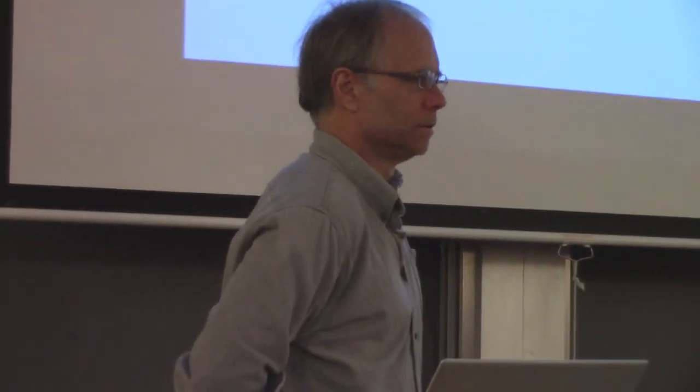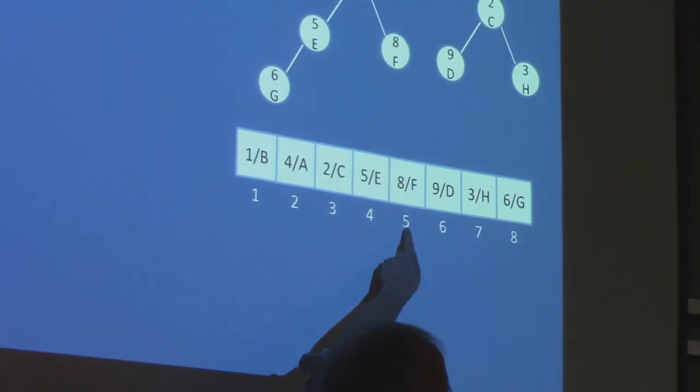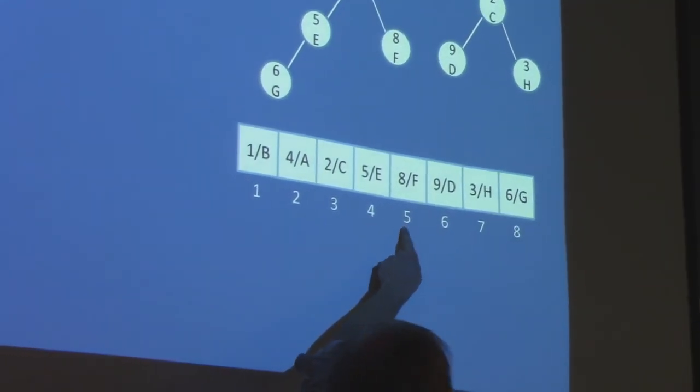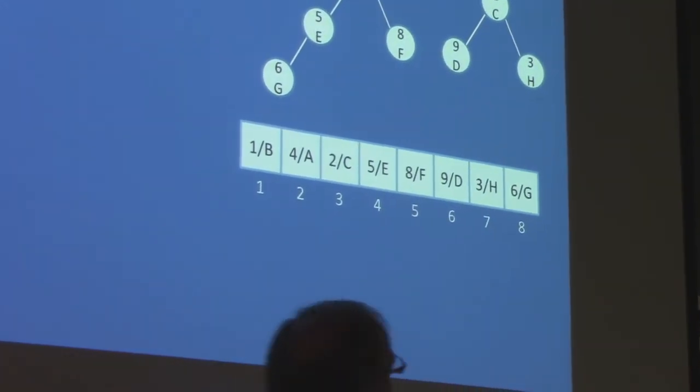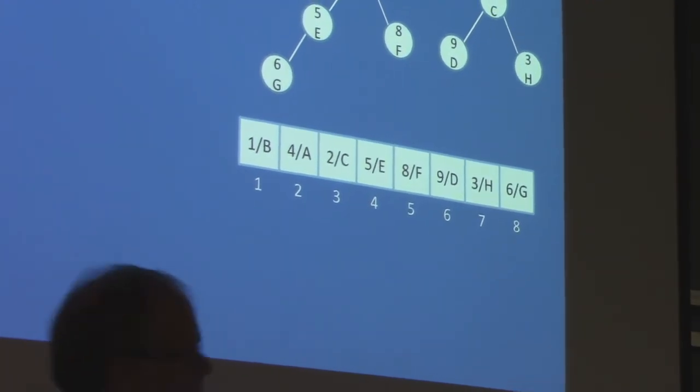How do you go back? Integer divide by 2. So the parent of this one here, divide by 2, you get 2. So it's there. So it's easy navigating around.